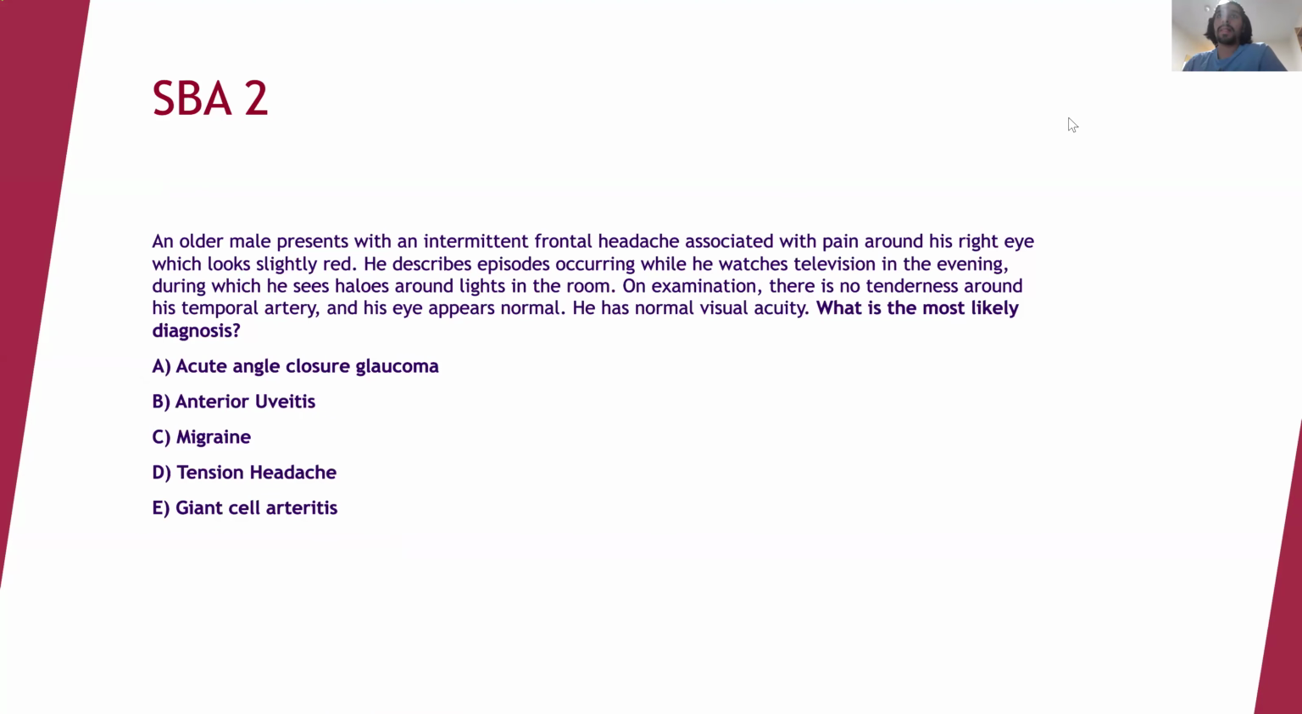Okay, so the second SBA: an older male presents with an intermittent frontal headache associated with pain around his right eye, which looks slightly red. He describes episodes occurring while he watches television in the evening, during which he sees halos around lights in the room. On examination, there is no tenderness around his temporal artery, and his eyes appear normal. He has normal visual acuity. What is the most likely diagnosis? Again, I'll give you a few minutes for that, or 30 seconds.